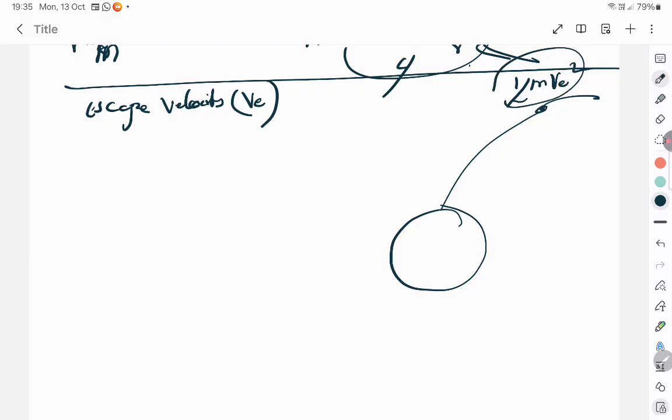It needs that much kinetic energy so that it can escape from the force of attraction. It has to overcome this work, or this energy, with which the mass of the Earth is attracting the particle. What is that work done? We just found out.